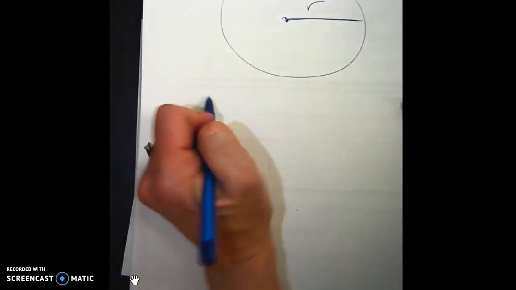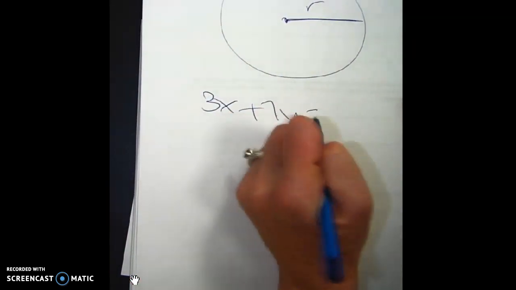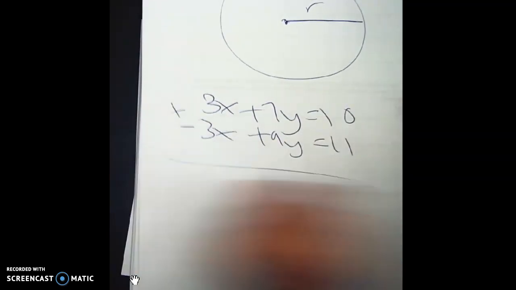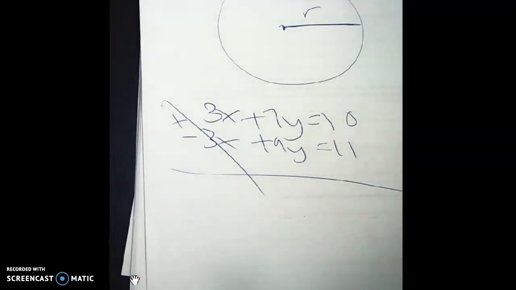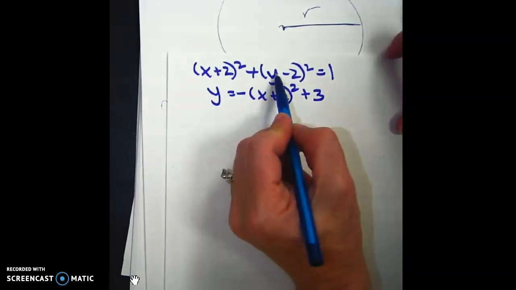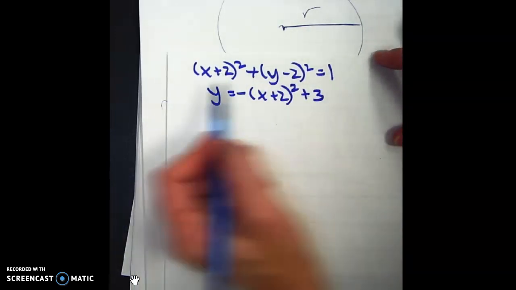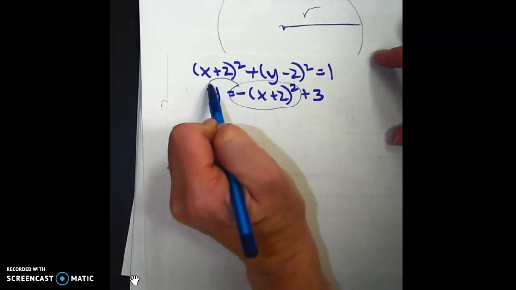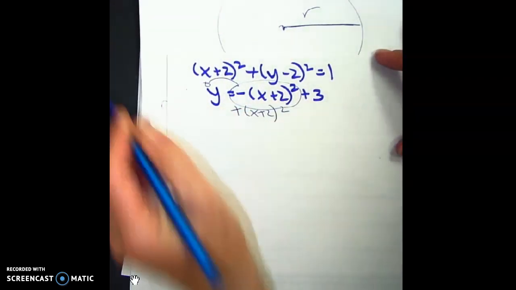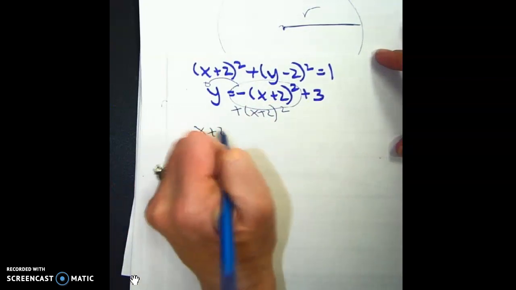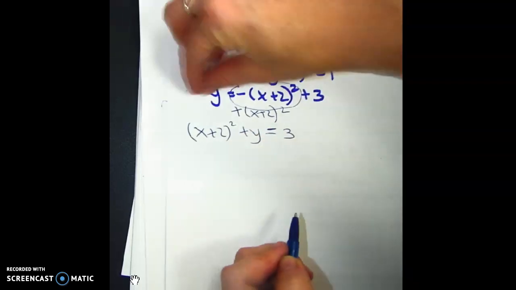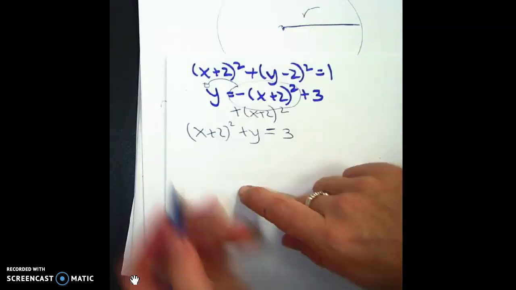Like if I had 3x plus 7y equals 10 and negative 3x plus 9y equals 11, I could add those and the x's would go away. So for me, I'm going to play the same game. So I like how this goes x plus y equals a number. So I want this to go like x plus y. So I'm going to move this over here. So I add x plus 2 squared to the other side. So it becomes x plus 2 squared plus y equals 3. So I just took this and moved it over. Now I'm going to take this and bring it down here.